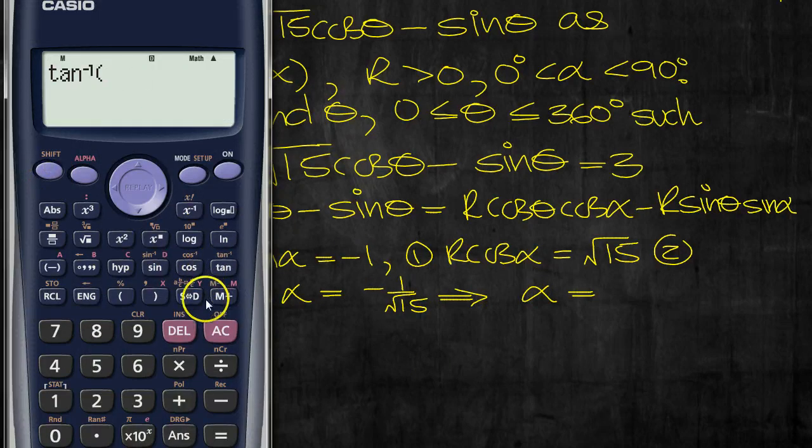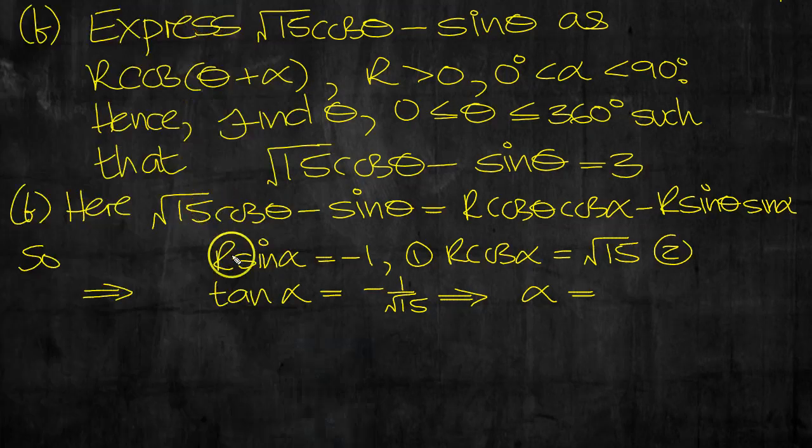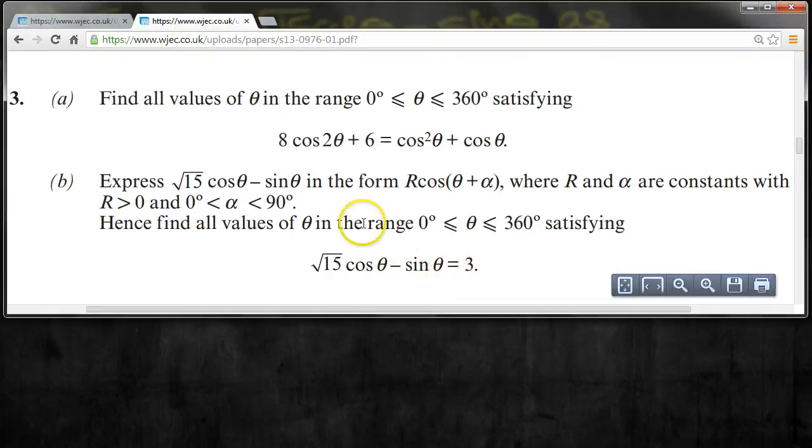Shift tan minus 1 of minus 1 divided by root 15. A bit worried about this. Root 15 close bracket. Yeah, minus 14 degrees. Okay, minus 1 plus here. So let's look back at the question. Alpha's acute.